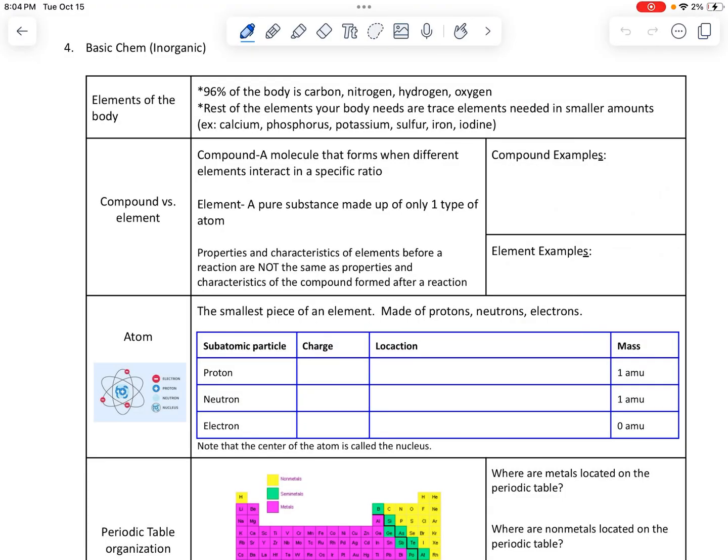All right, everybody. Today we're going to be going over the basic chemistry notes. This is the inorganic chemistry. You've probably had this, at least in part, at some point in middle school. But this stuff is really important for you to understand what we're going to talk about next, which is the organic chemistry, which is really specific to biology. So I'm just going to go through these notes really quick.